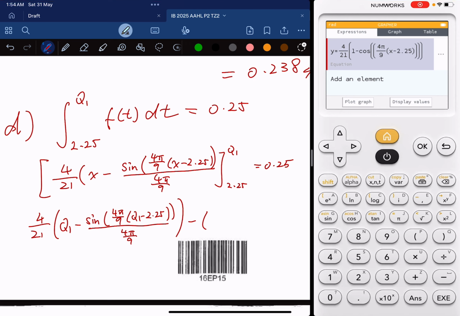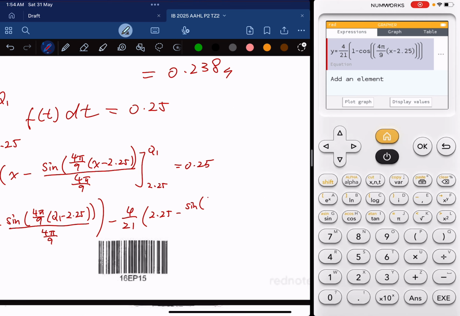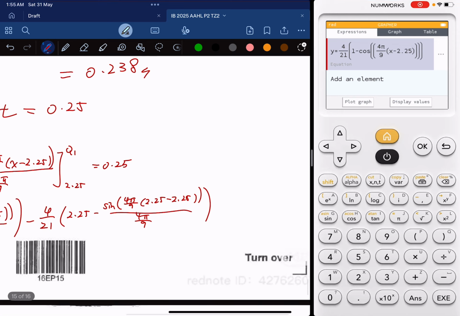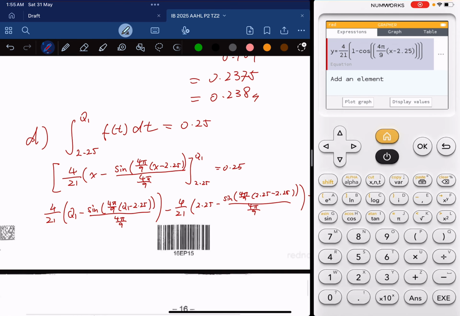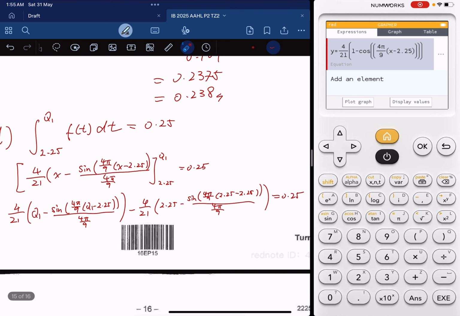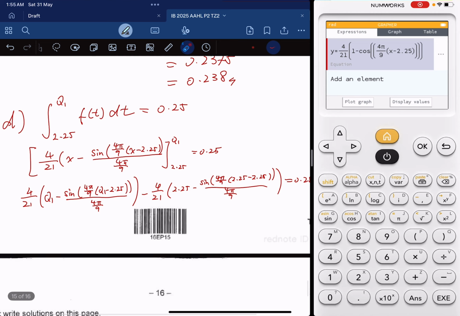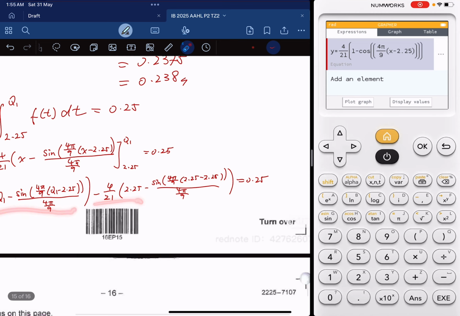So it will put 2.25, then this will be 4 over 21 times 2.25 minus sine. This is a long question to write. Basically this is 0, right? So actually you can just do whatever you like. 0.25. So what we need to do is try to solve this. Remember, you don't really need to type all of it, because 2.25 minus 2.25 is gone. So you just need to type this, and this equals 0.25.